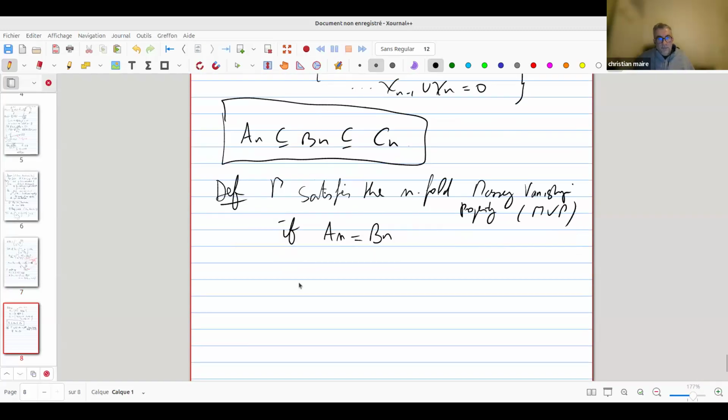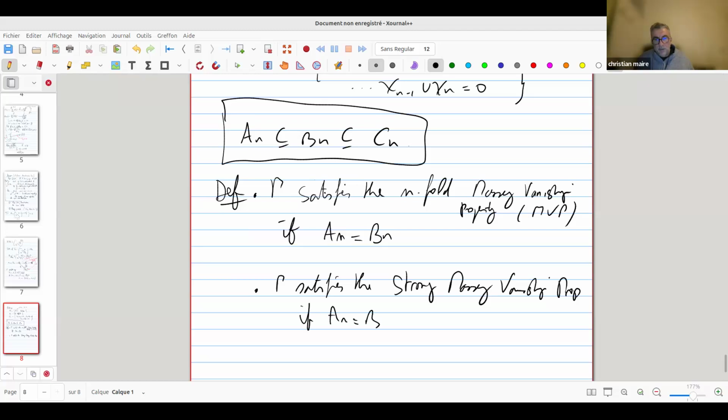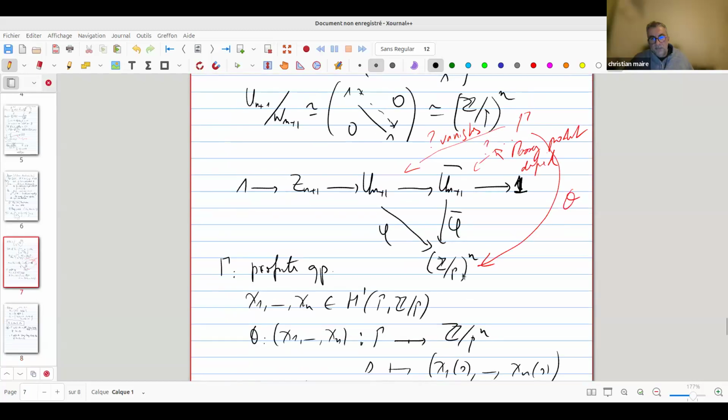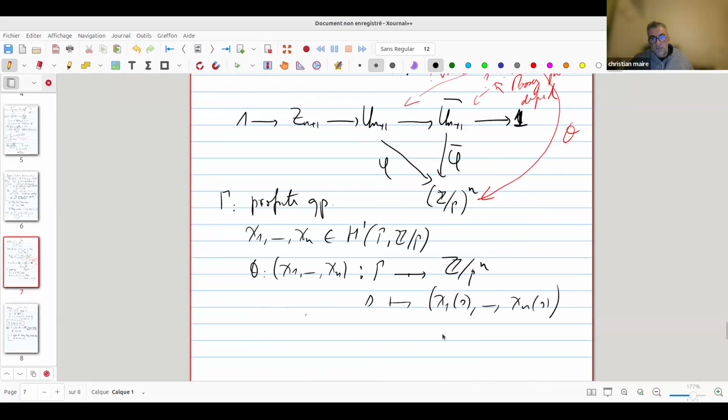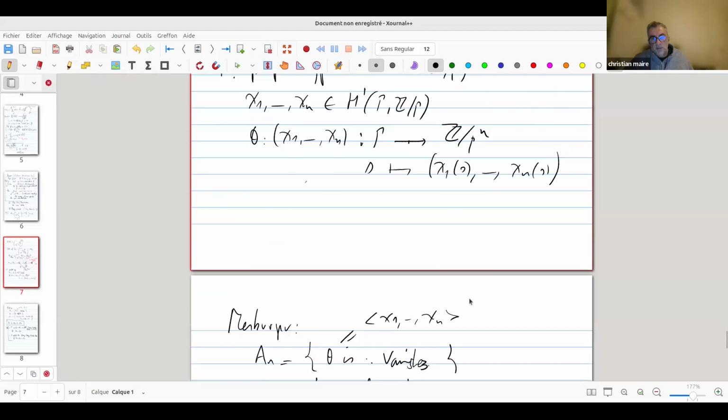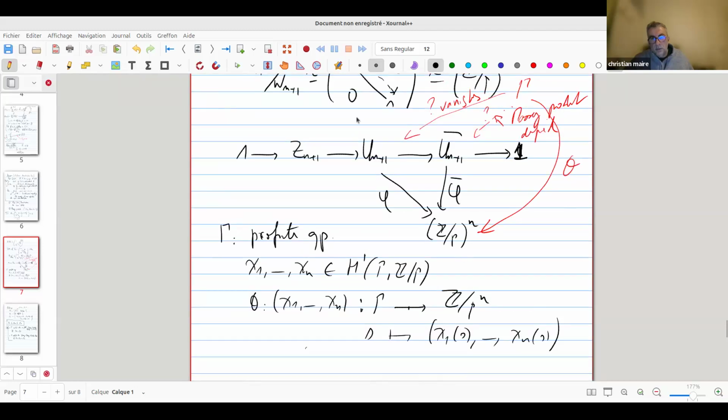And you have another property: gamma satisfies the n-fold strong Massey vanishing property if in fact An is Bn is Cn. It means that the necessary condition here is sufficient to lift this map to Un+1. So if you have a triviality of the cup products, then you can lift this map here to Un+1.